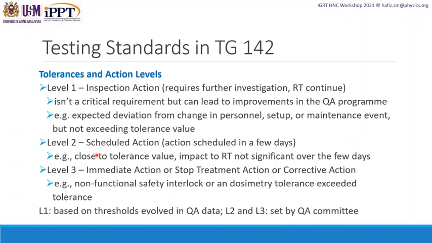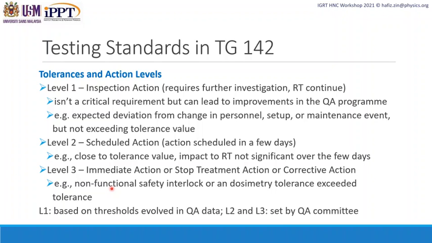We also have level 3, which is the stop treatment action or immediate action level. Meaning that the treatment has to be stopped and corrective action should be made before the treatment can resume. For example, this action level applies to a non-functional safety interlock or dosimetry exceeding the tolerance. For example, if you set the uncertainty of the linear output to be 3% and it exceeded 3%, the treatment should be stopped and immediate action should be taken to correct the error.